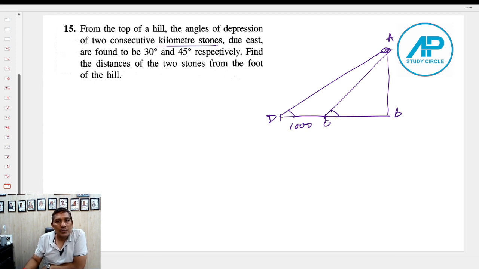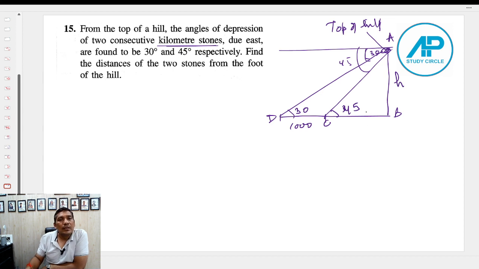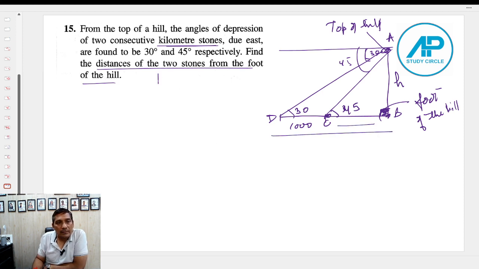हम उसको किसी हिल के टॉप से देख रहे हैं. ये टॉप ऑफ द हिल है. हम उसको दोनों स्टोन्स दिखाई पड़ते हैं. उनका डिप्रेशन, तो ये एंगल तो यहां आ जाएगा और ये एंगल यहां आ जाएगा. और ये हाइट मान लीजिए. Find the distance of two stones from the foot of the hill. ये फुट ऑफ द हिल है. यहां से हमको डिस्टेंस स्टोन सी का और स्टोन डी का डिस्टेंस फाइंड आउट करना है.